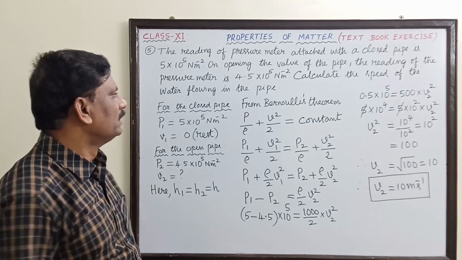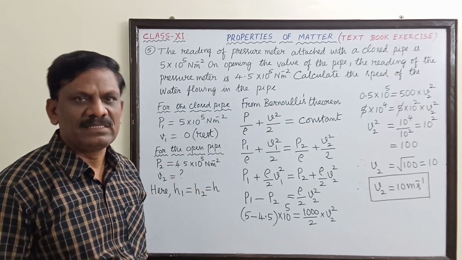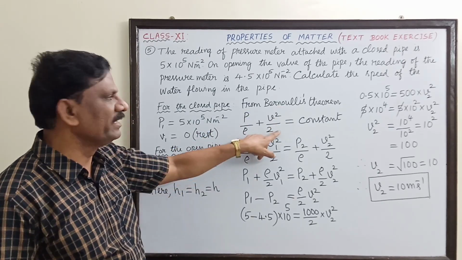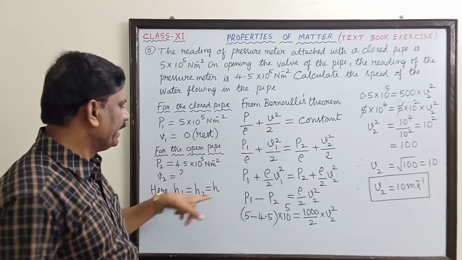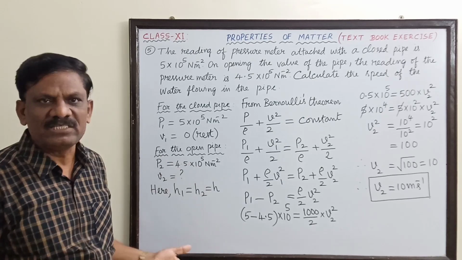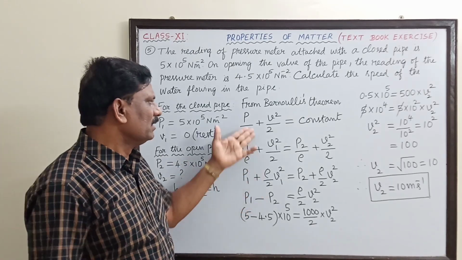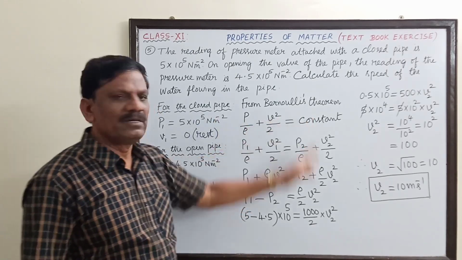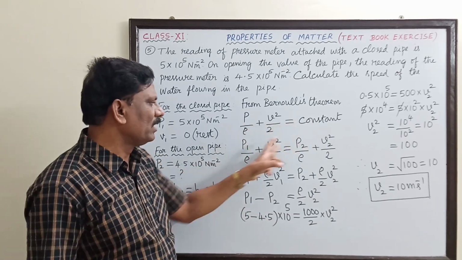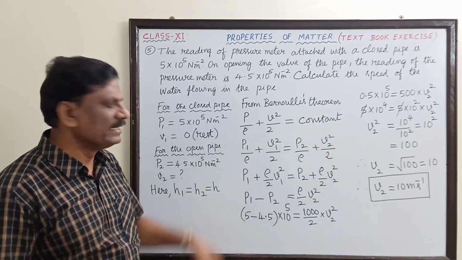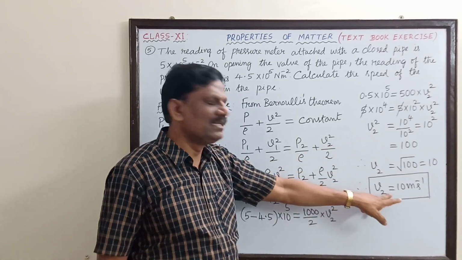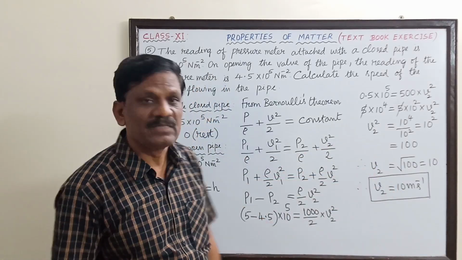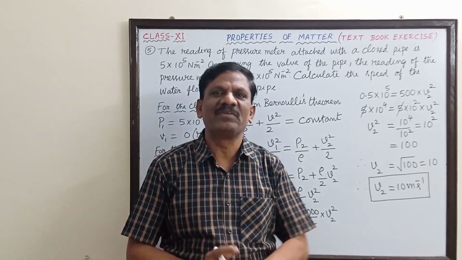Okay. So this is based on Bernoulli's theorem. We started with the general equation. Here the third term is missing because of the horizontal pipe, same height at both the ends. Therefore, P by rho plus V square by 2 is equal to constant. Then we multiplied by rho on both sides, where rho is the density of water. And we got the value for velocity V2 equal to 10 meters per second. I hope you must have understood that fine.